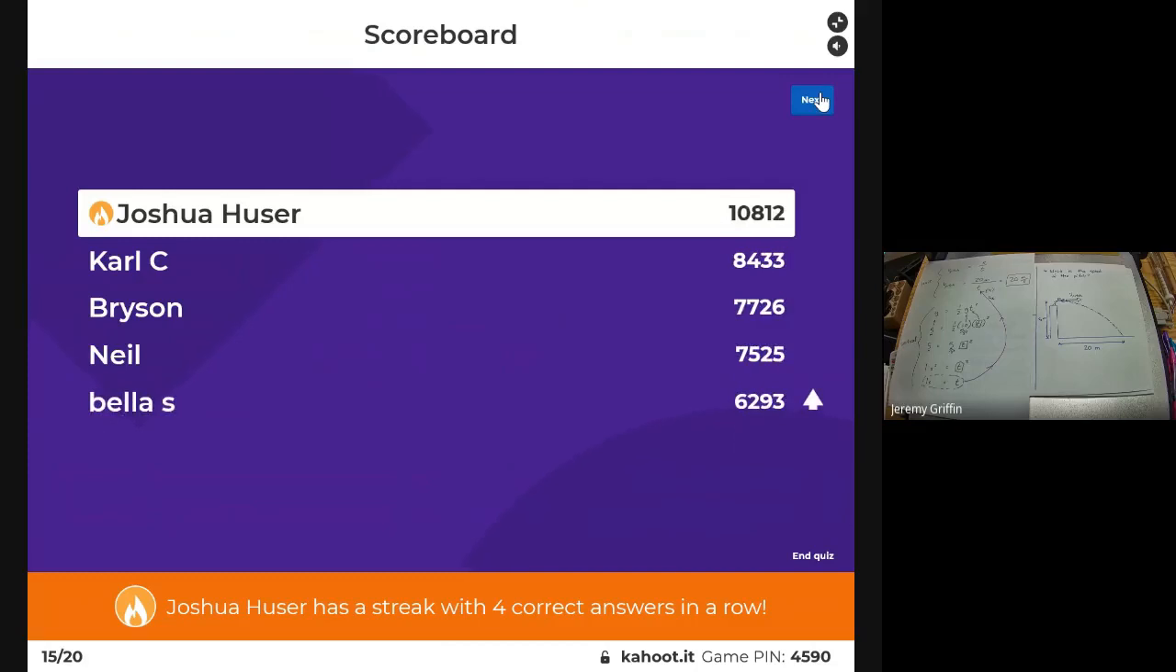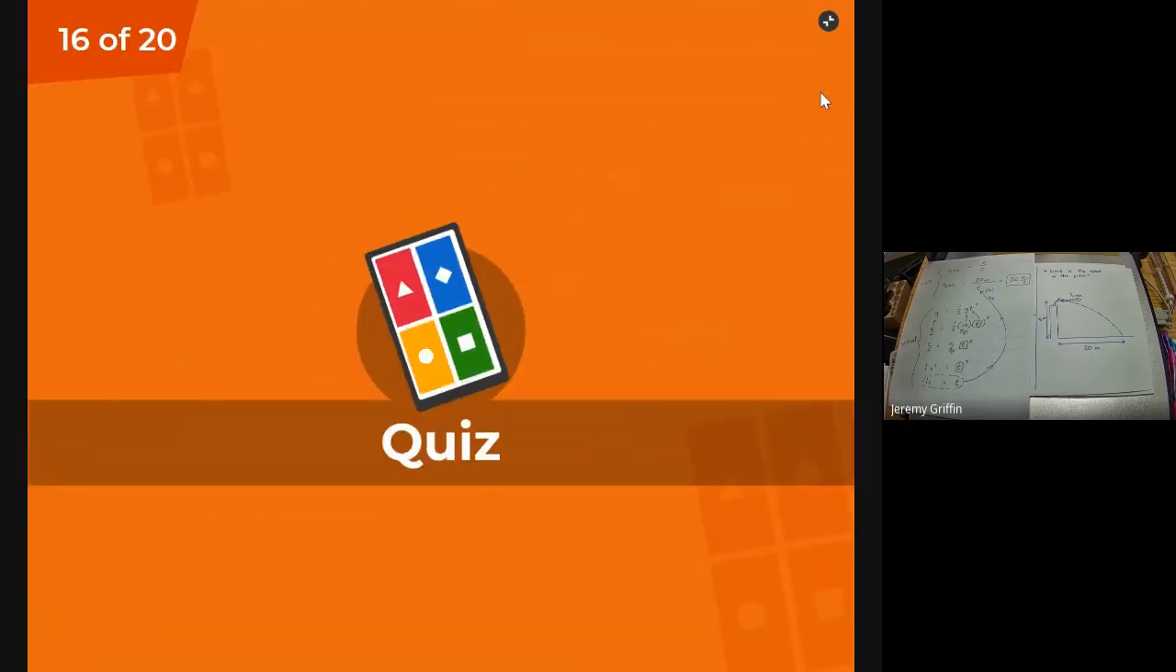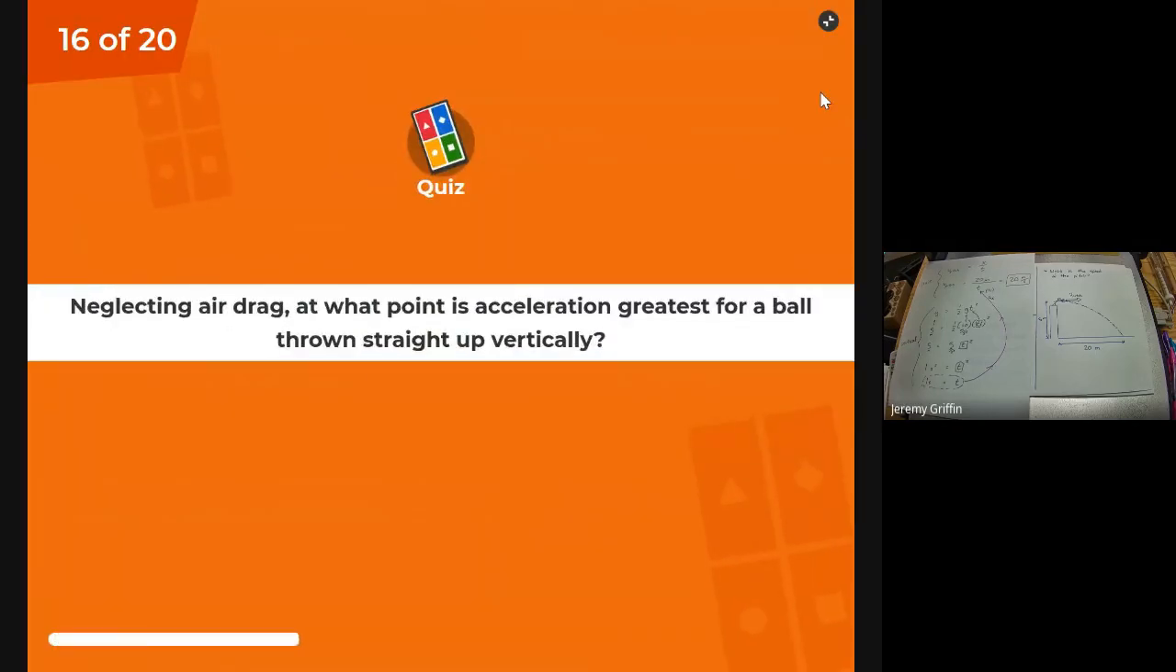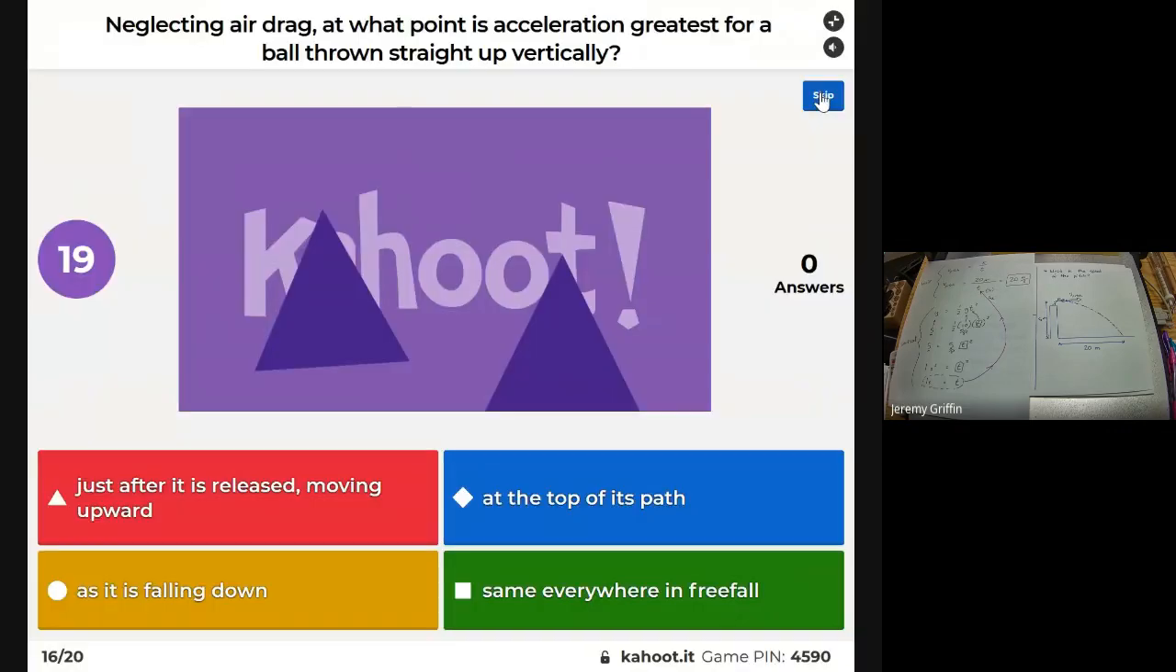Okay, so that's the only way it's being pulled. Oh, Josh is on fire. Carl, Bryce, and Neil, Bella, up in the top 5. Neglecting air drag, at what point is acceleration greatest for a ball thrown straight up vertically?